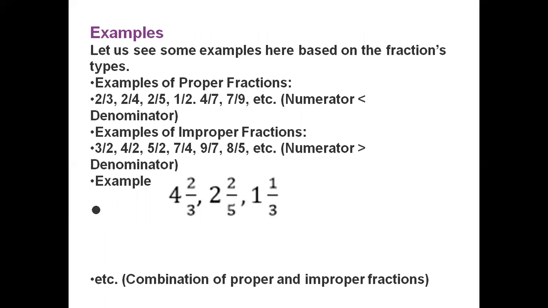Let's see the example. Proper fractions: 2 by 3, 2 by 4, 2 by 5, these all are proper fractions because here the numerator is smaller than the denominator. Let's see the improper fractions: 3 by 2, 4 by 2, 5 by 2, 7 by 4, these are all improper fractions. Mixed fractions: 4 whole 2 by 3, 2 whole 2 by 5, 1 whole 1 by 3. This is just a small review of the proper fractions, improper fractions as well as mixed fractions.